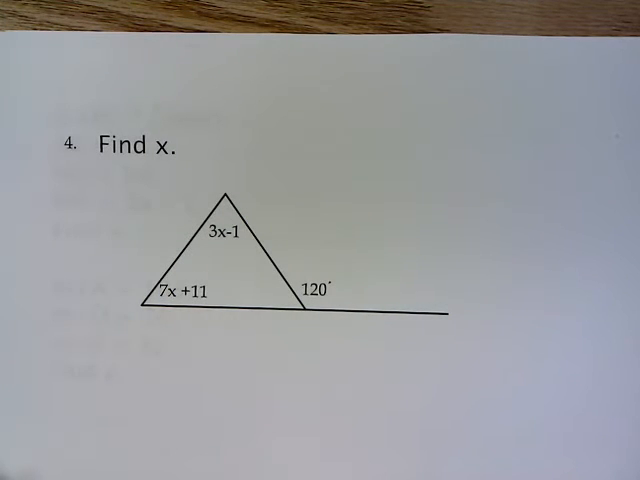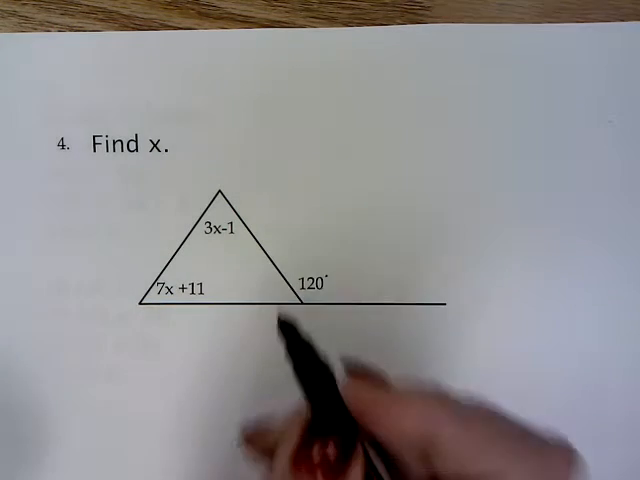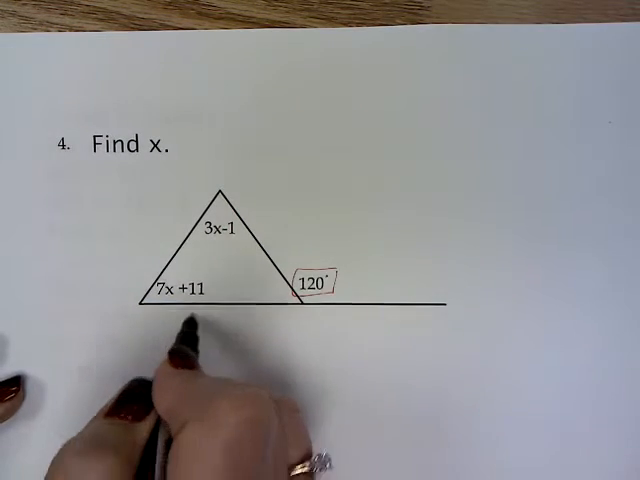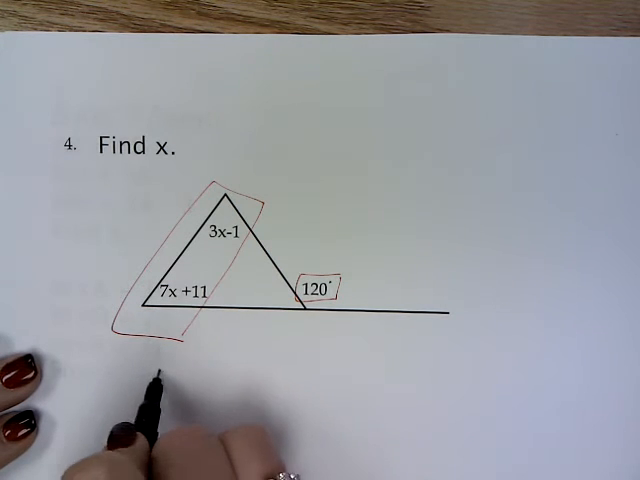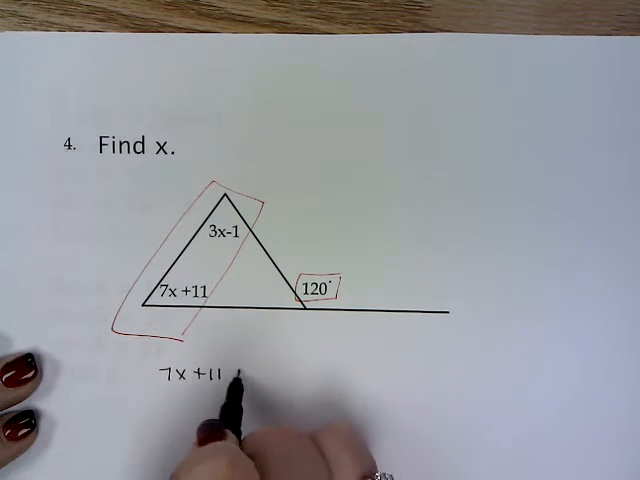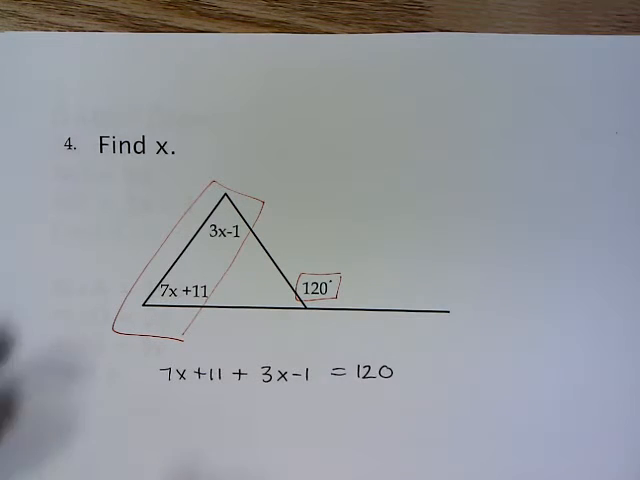Okay, this one here is just like the other one we did back on number 2. It uses our exterior angles theorem, which tells us the exterior angle here, 120, is equal to the two non-adjacent angles. So 7x plus 11 plus 3x minus 1 equals 120. Now I'm just going to again solve for x.